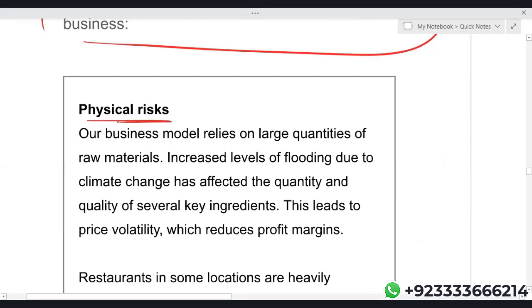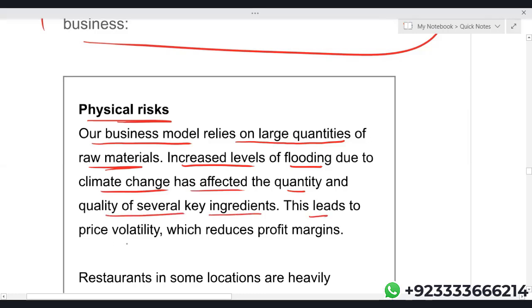Physical risk. Our business model relies on large quantities of raw material. Increased levels of flooding due to climate change has affected the quantity and quality of several key ingredients. This leads to price volatility, which reduces profit margin.